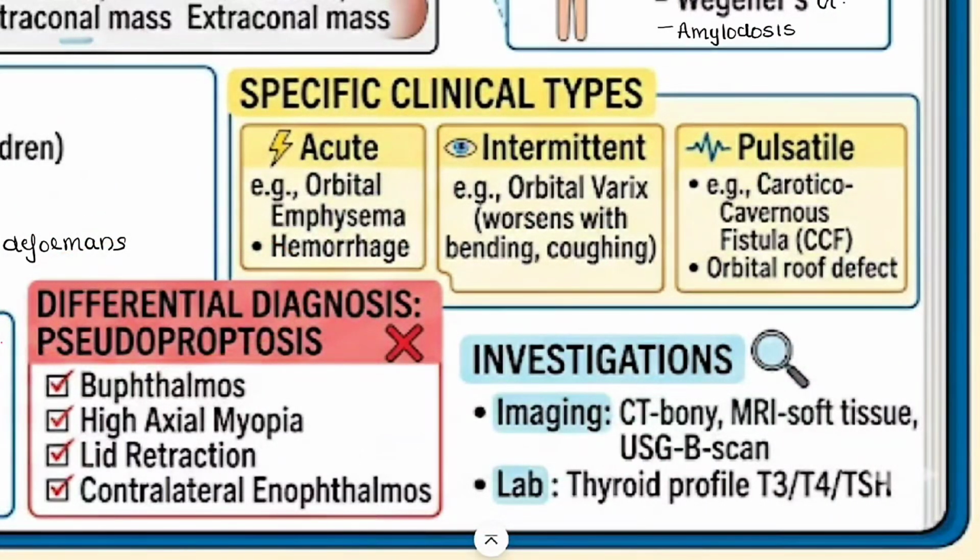Now investigations are imaging. If it is orbital cellulitis, we can find it by CT. If it is any tumor, we can find it by MRI for soft tissue. Also do a USG scan to look for any optic nerve involvement. And then laboratory tests like thyroid profile to rule out Graves' disease.